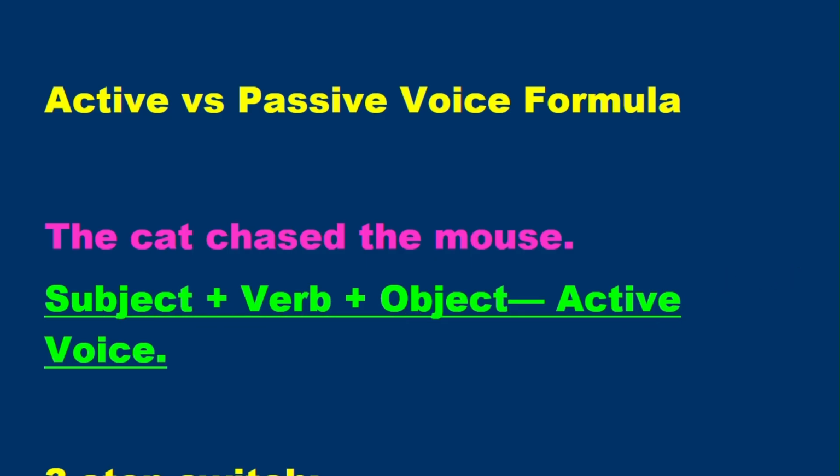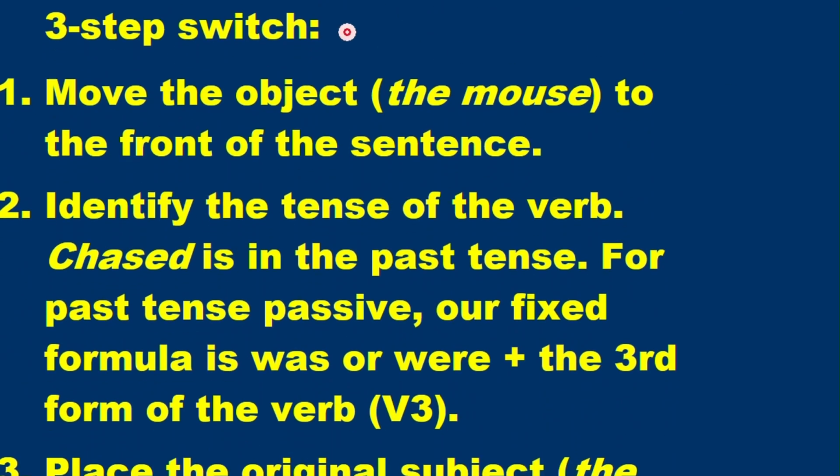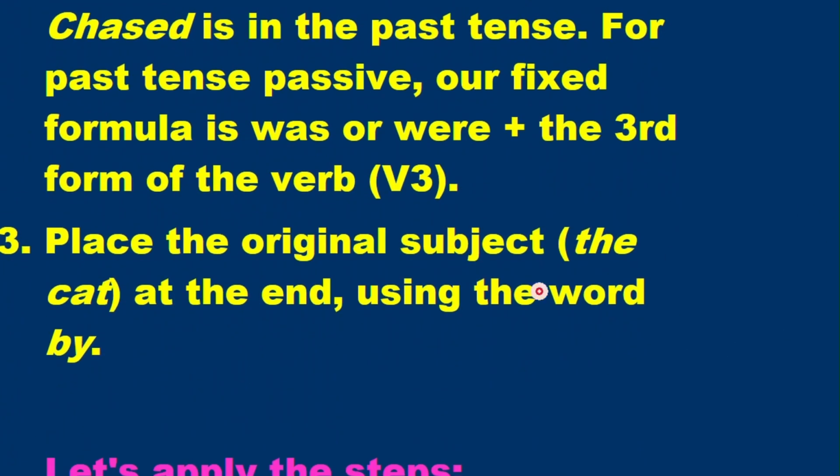Now, how do we convert this to passive voice? You just follow a 3-step switch. First, move the object, the mouse, to the front of the sentence. Second, identify the tense of the verb. Chased is in the past tense. For example, for past tense passive, our fixed formula is was or were plus the third form of the verb, V3. Third, place the original subject, the cat, at the end using the word by.